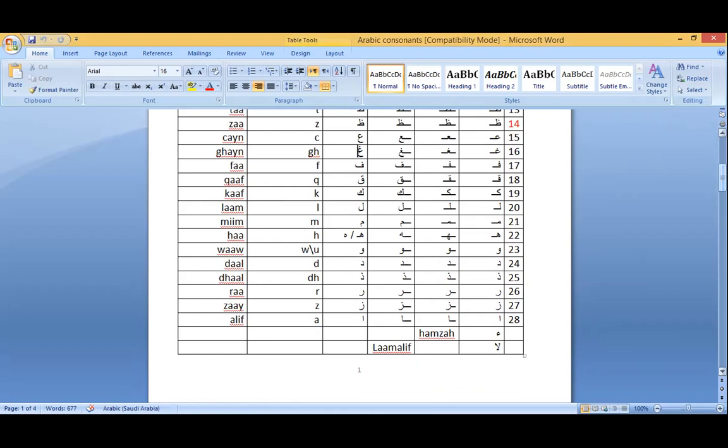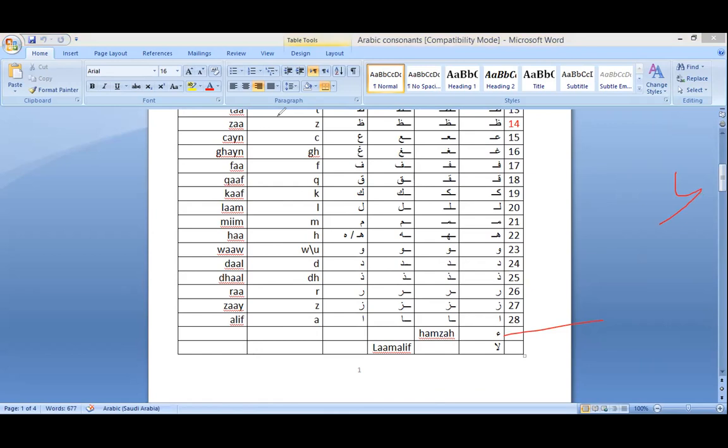Let me just mention one or two other things before we move to the next one. There is this shape here. You see this one, you see it here. This shape is called Hamza in Arabic. It's called Hamza.